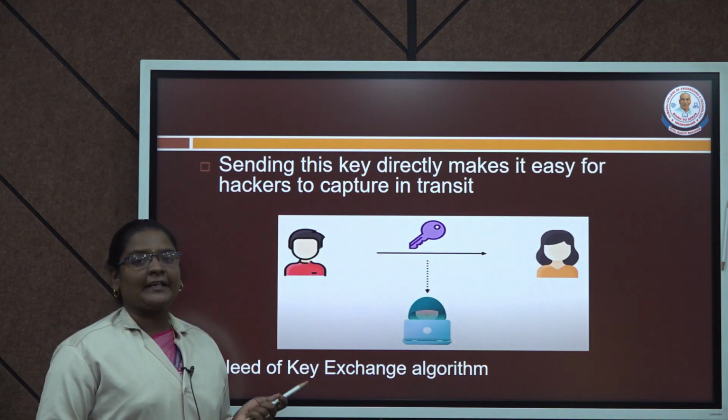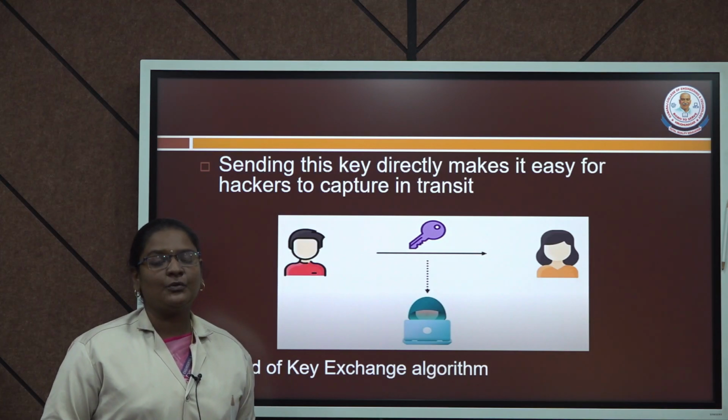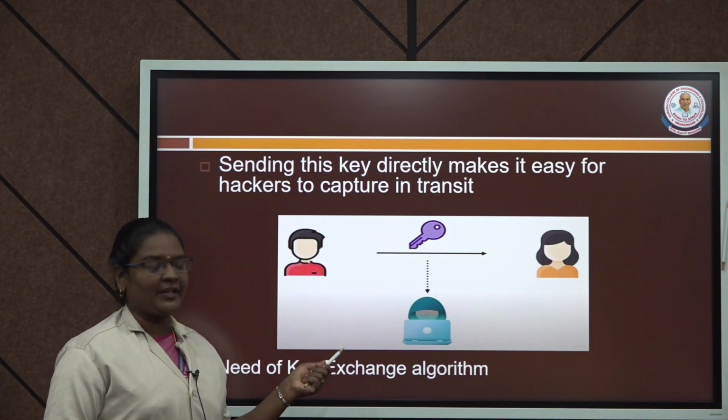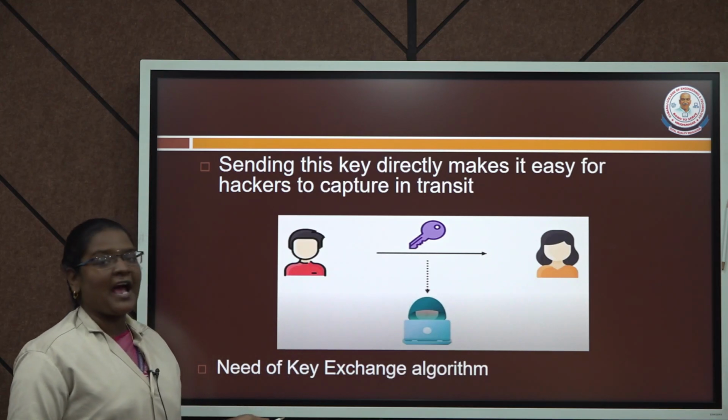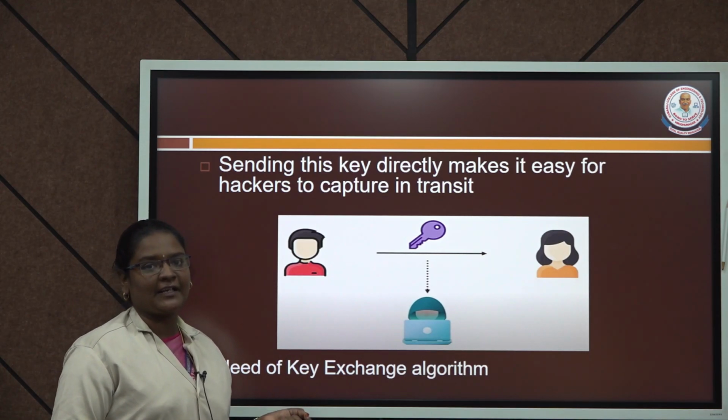So we are creating a key to encrypt the message, and our main task is to exchange the keys between these two users in a secured way, for which we have an approach, the Diffie Hellman key exchange algorithm.